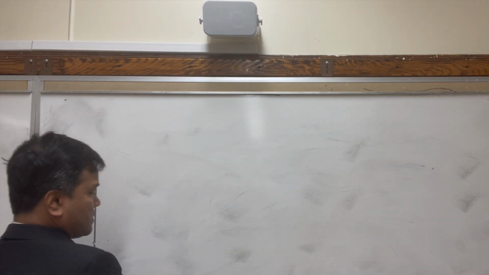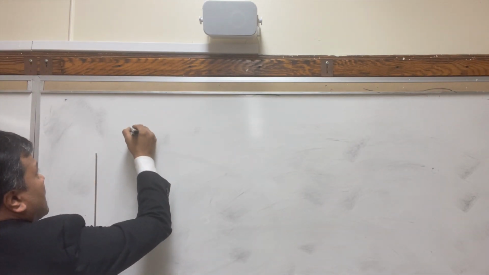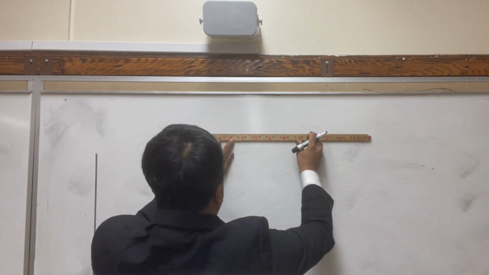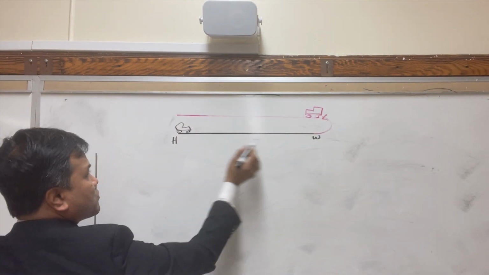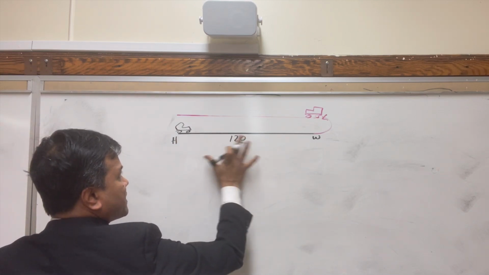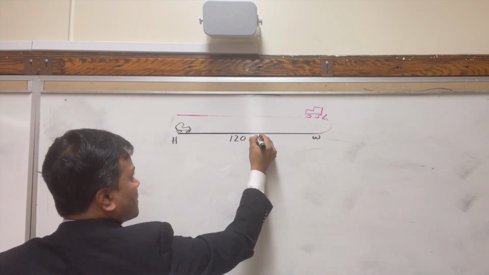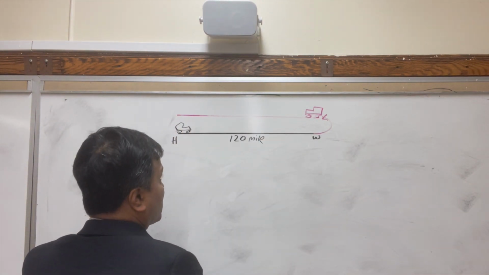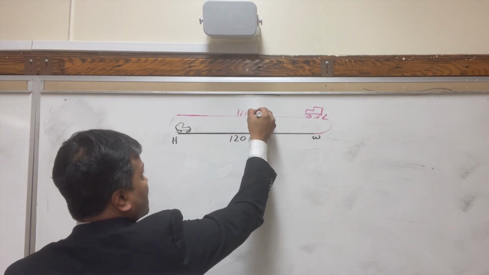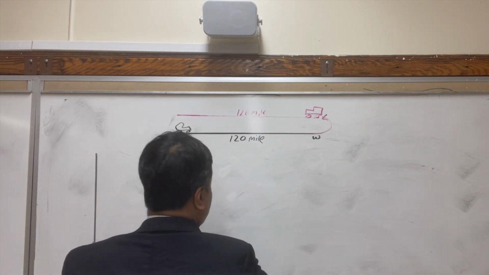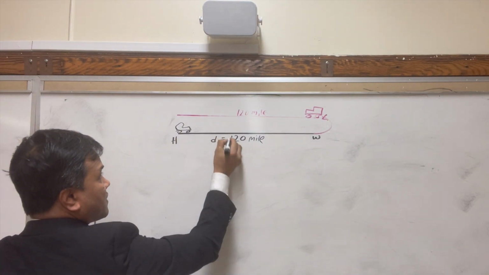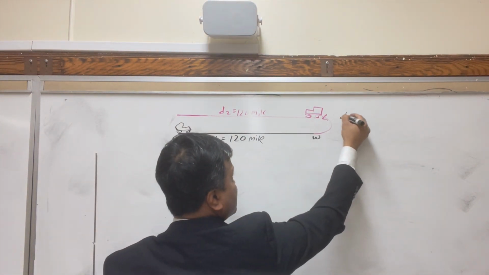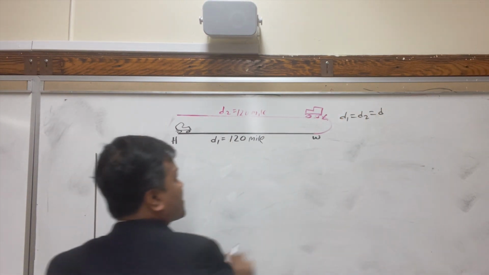Number 2. Mr. Barry makes a trip from home to work. This trip from home to work is 120 miles. Then the work to home must also be 120 miles. Good. So now that means D1 is equal to D2. Since D1 is equal to D2, you can call it D.